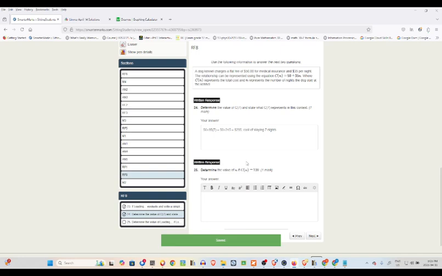Here they're giving us the flip side. The cost is 120. How many nights is that? Well, 120 minus 50 is 70, divided by 35 is 2. So that is a 2-night visit.